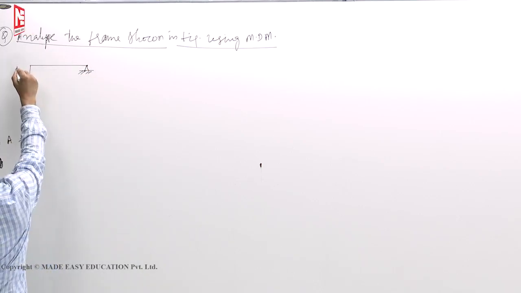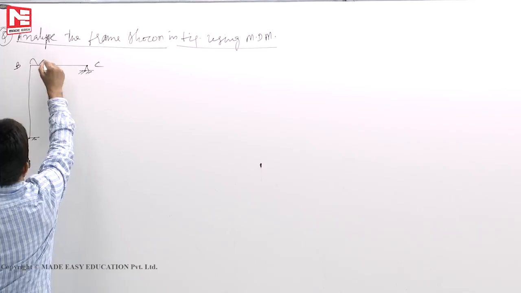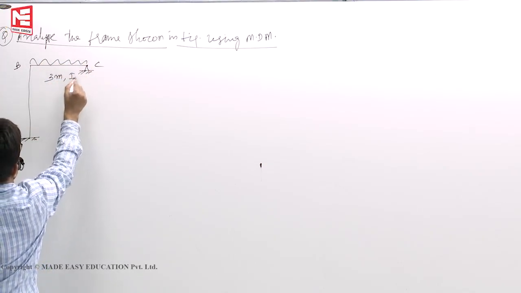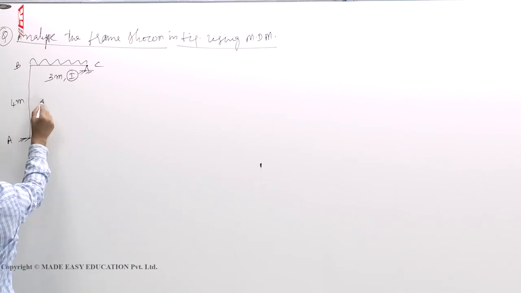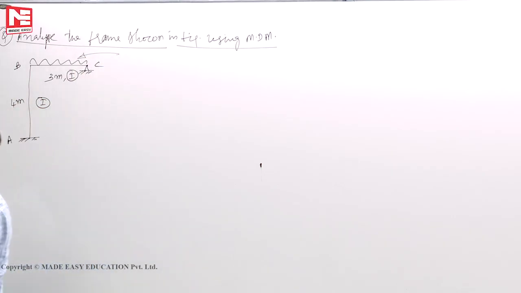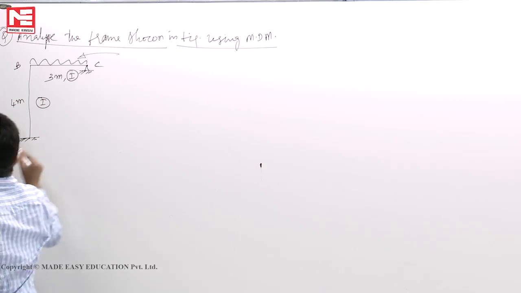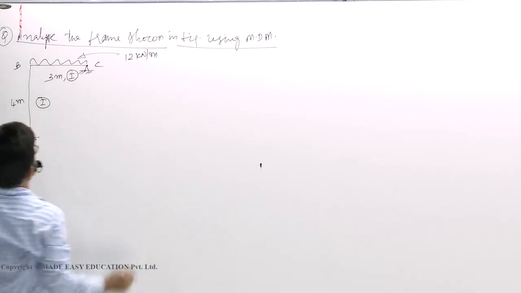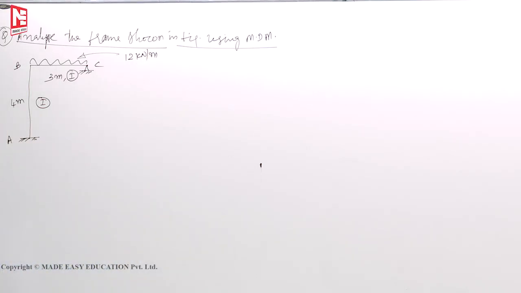This is A, B, C. This is 3 meters I, 4 meters I. This load, let us say 12 kilonewtons per meter. Okay. Now, this is our problem.